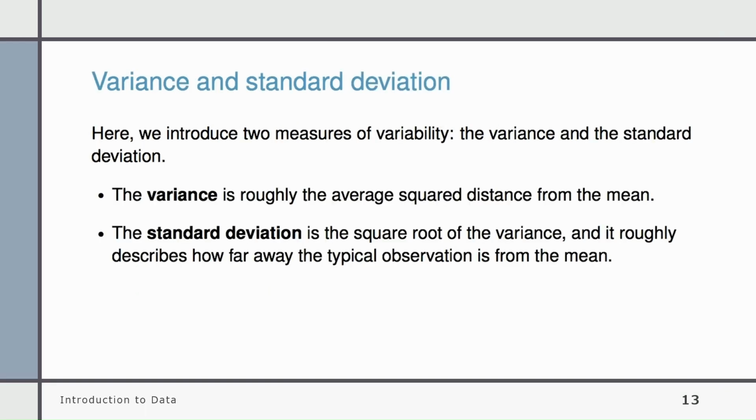Variance and standard deviation. Here we introduce two measures of variability, the variance and the standard deviation. The variance is roughly the average squared distance from the mean. It represents the spread or dispersion of data points. It is denoted by sigma squared for population and S squared for sample. Coming to standard deviation, it is the square root of the variance and roughly describes how far away the typical observation is from the mean. It is denoted by sigma for population and S for sample.